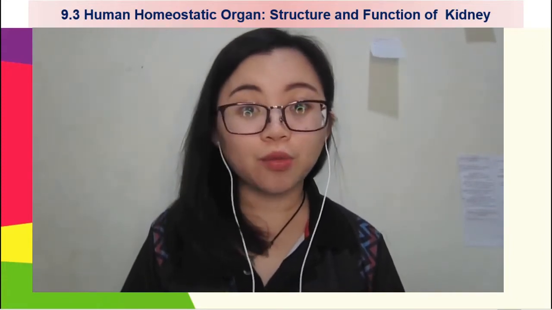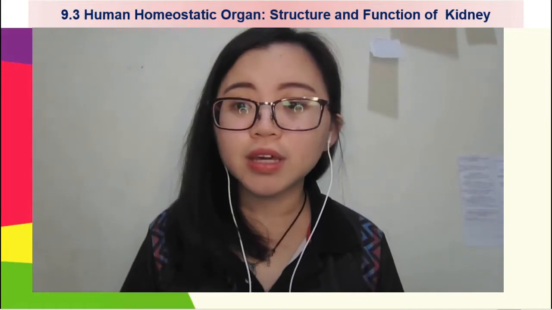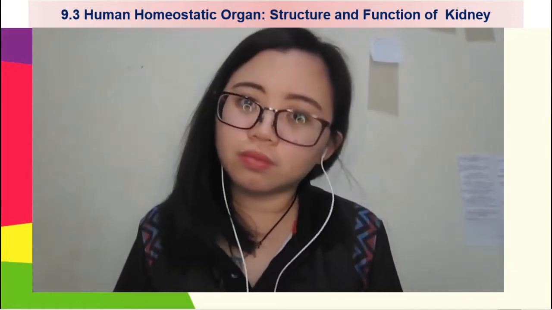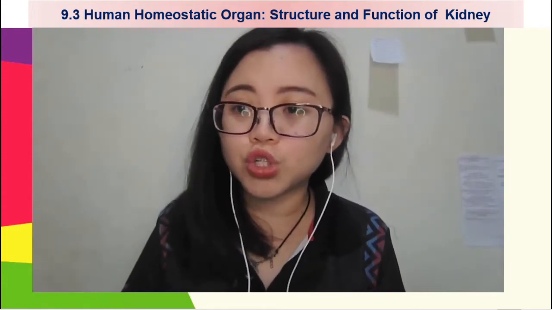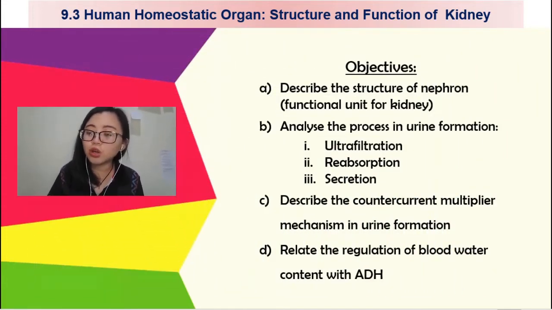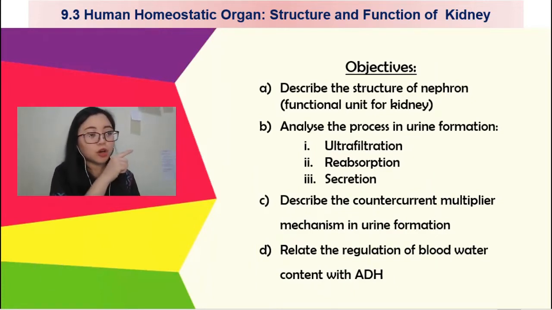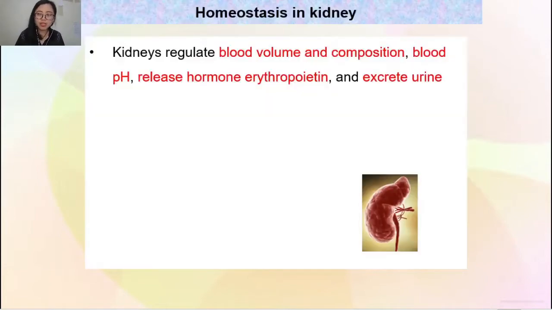Now, initially, I wanted this to be a long video where we go through everything in this subtopic, but then I realized it's a long subtopic, so I decided to break it into 4 shorter videos. So these are the things that you will go into in each of these videos, one learning outcome per video. We're gonna start with 9.3a, where you will describe the structure of a nephron, which is the functional unit of a kidney. So what's a kidney?